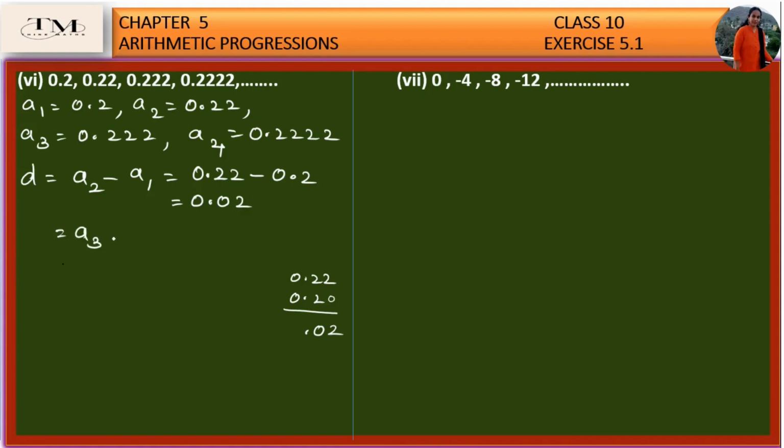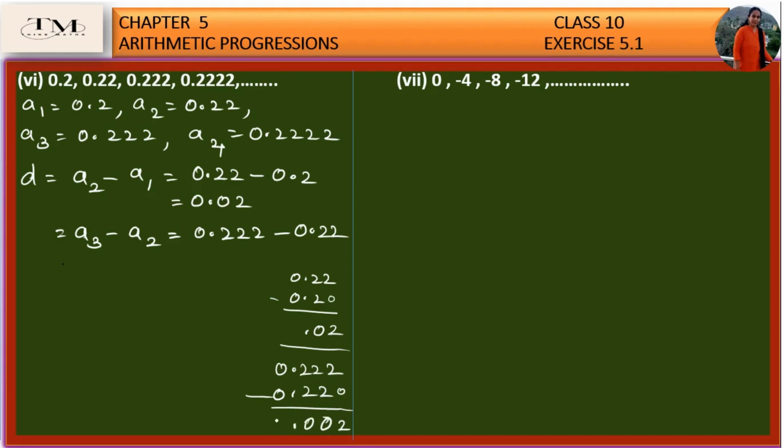Next, A3 minus A2. So A3 is 0.222 minus A2 is 0.22. Next 0.222 minus 0.22. We are subtracting. Here it is 0. 2 minus 0, 2. 2 minus 2, 0. 2 minus 2, 0. So it is 0.002. So both are different. So here D is not same.